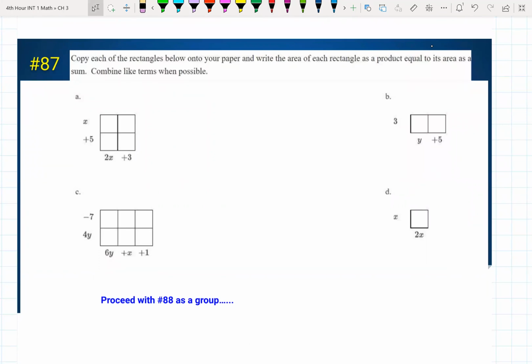Okay, so let's put it to practice finally. In 87, as a class, take a moment and copy each of the rectangles or the area models you see below onto your paper. So pause this video and let's come back once you've copied down each one of these, and then we'll work through these as a group.